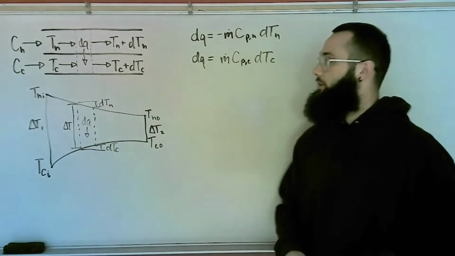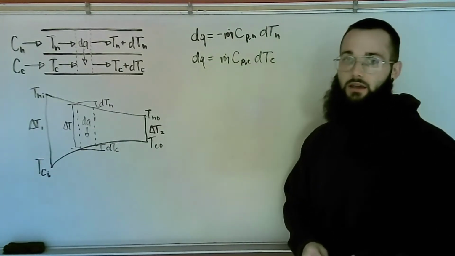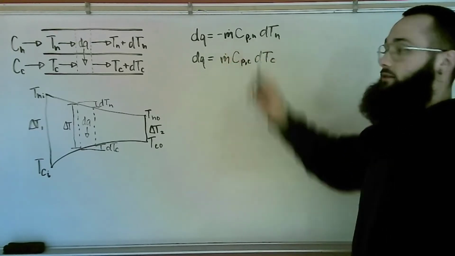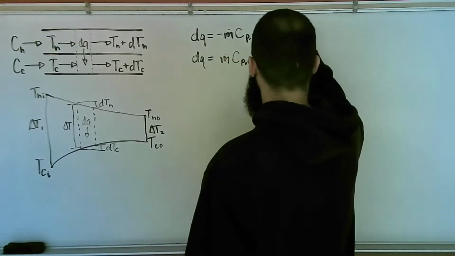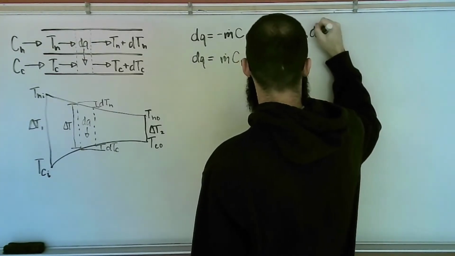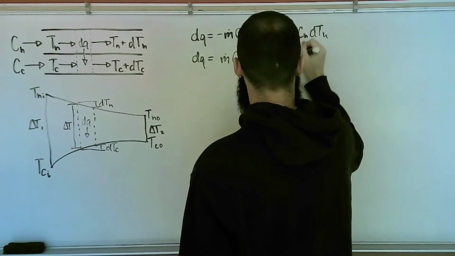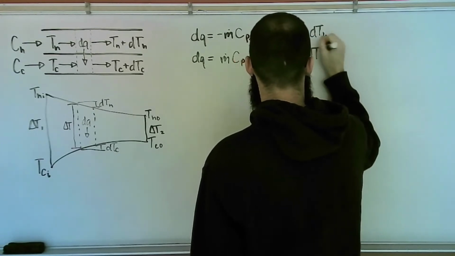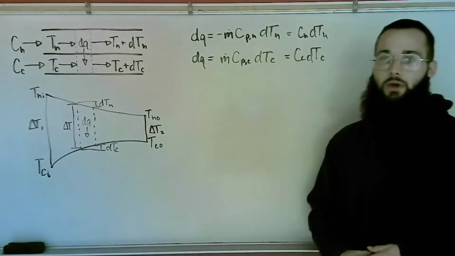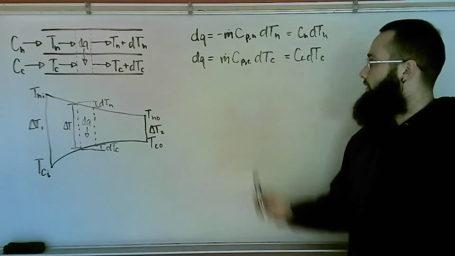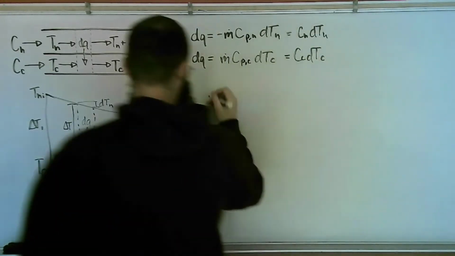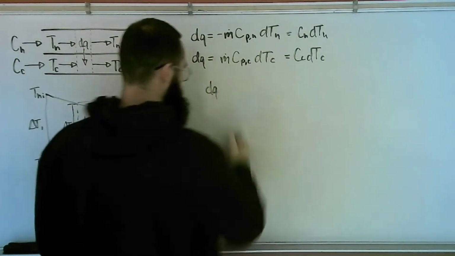And if you see, we have this CH and CC here. What these are basically going to be is the heat capacity rate. So the heat capacity rate is going to be equal to this m dot times C. So we're going to say dQ is equal to CH dTH, and this is going to be equal to CC dTC. So now what we want to do is make some equation that will take these both into account. So we're going to do that with a dQ equation.